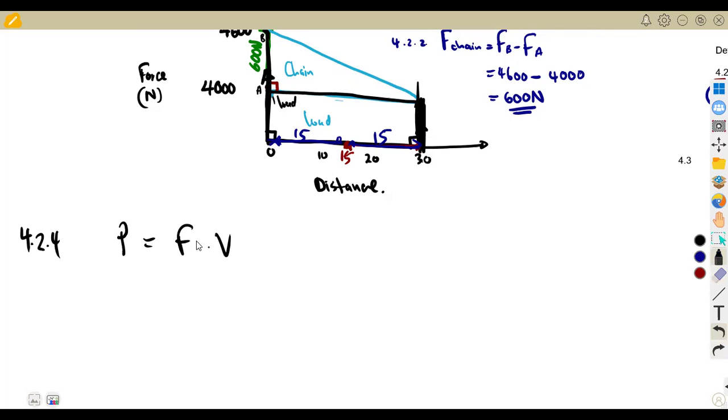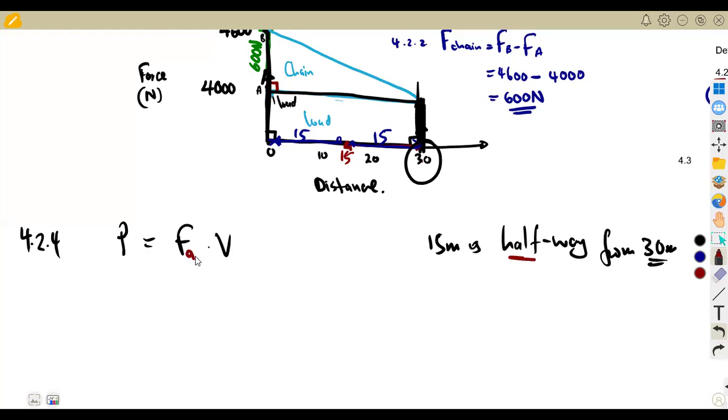But this force that we are talking about is no longer the total. It is the same as the one we used to calculate, but it is taken at halfway because it is at 15 meters, which is halfway from 30 meters. So if it is at half, this F is called the average force. You use the average force.